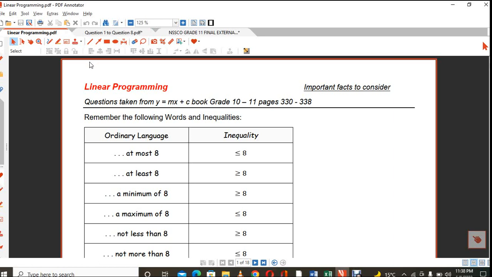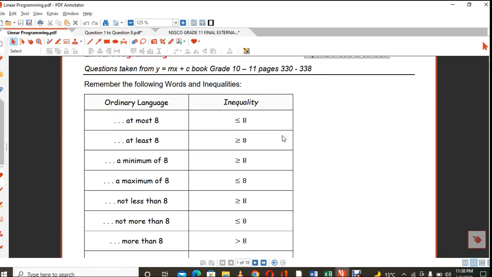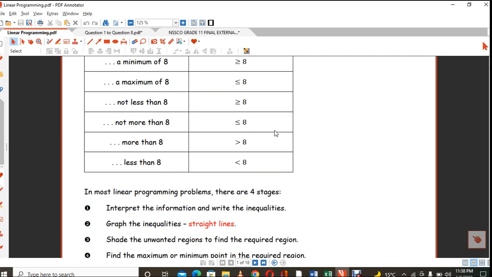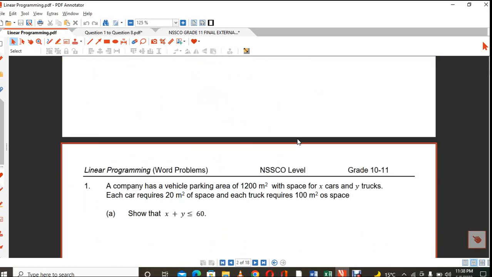Today I am going to do a two-part video on linear programming. You can find this work in the grade 10, 11 y equals mx plus c book, and the questions I'm doing are taken from pages 330 right up to page 338. Essentially, those are the try nows there. I'm going to do 4 questions today, and then I'm going to upload the other 4 tomorrow.